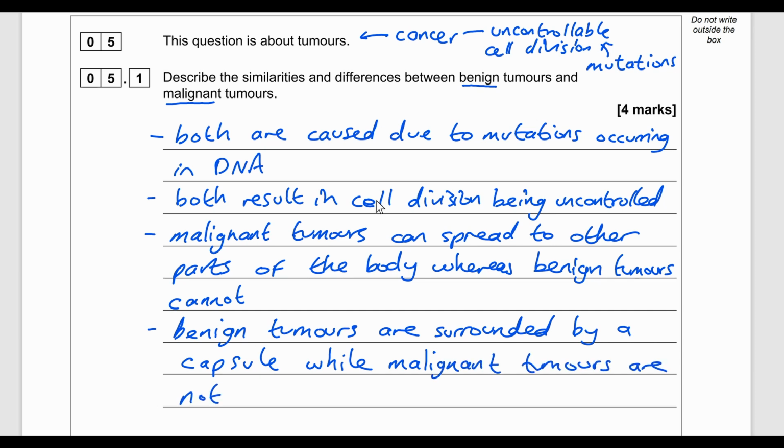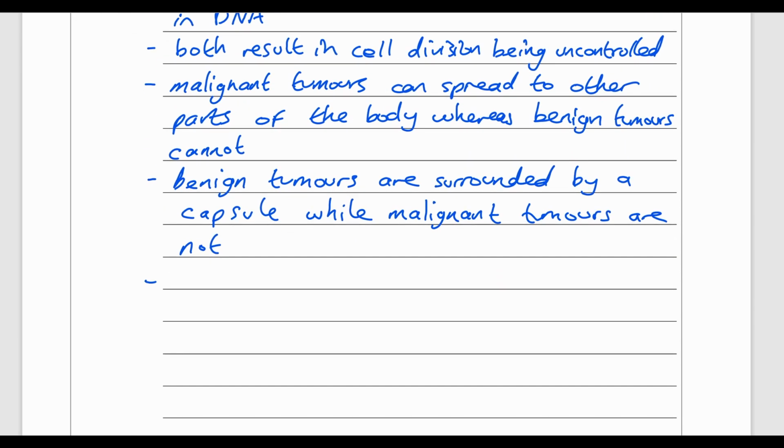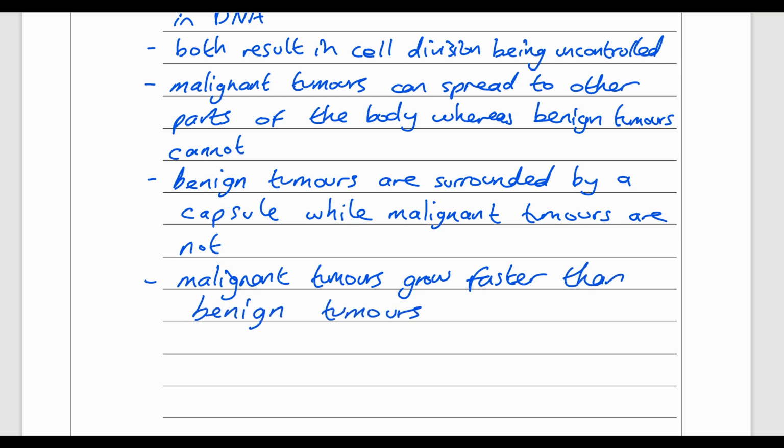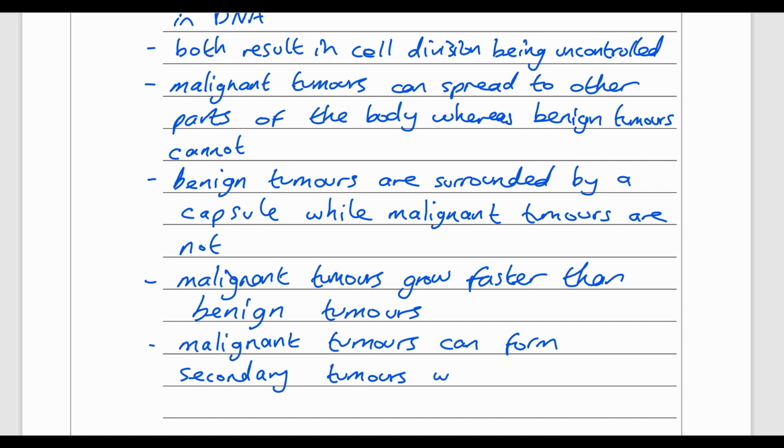The other thing that we can talk about in terms of the tumors is the difference in speed of growth. The malignant tumors are going to grow faster than the benign tumors. And the last thing that we can add is that malignant tumors, because they're able to spread, can form secondary tumors, so tumors in another location. And the benign, because it's not able to move, as I said, it's surrounded by this capsule, this layer, it's not able to form secondary tumors.